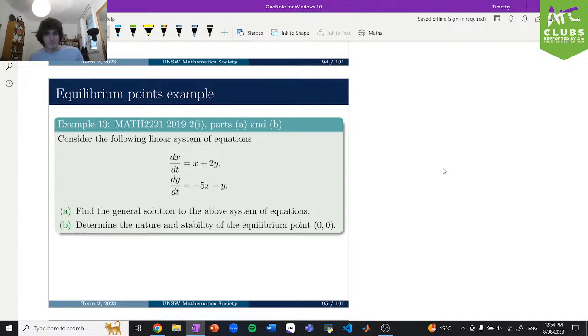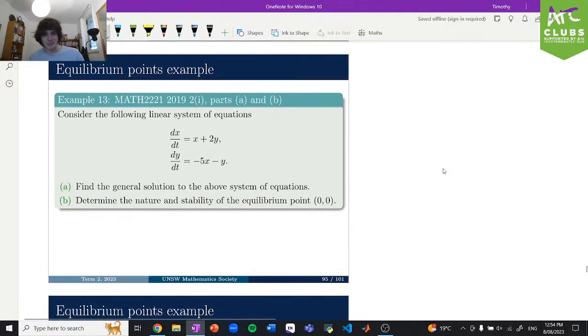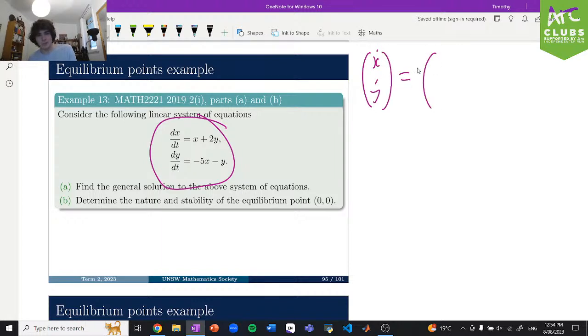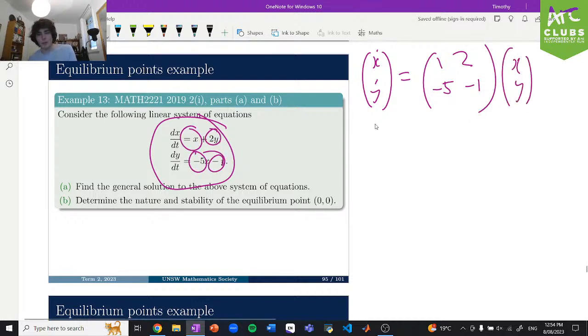Okay. This is the typical question that you might expect to get in your exam, because it's got a set of differential equations that we want to solve. So in order to do that, we first have to write this in matrix form. We can see that this is writing x dot and y dot is equal to 1, 2, -5, -1. This is just coming from looking at all the coefficients times x and y. X dot is equal to A times x, which means we can solve this if we can solve x equals e to the At.